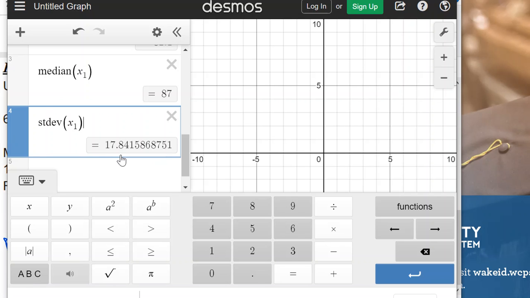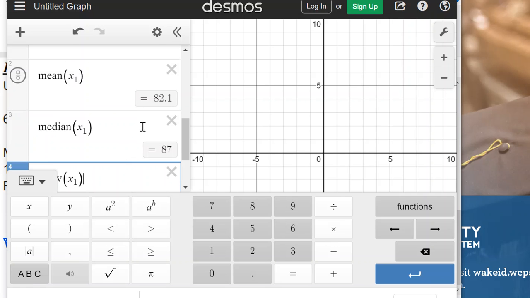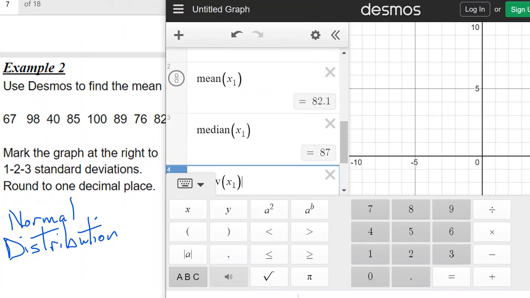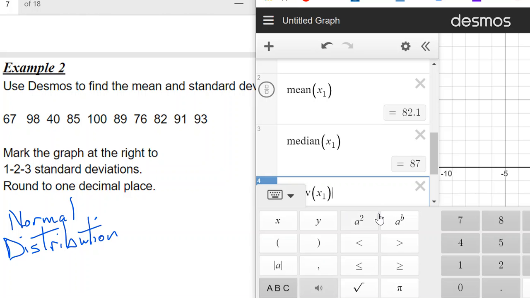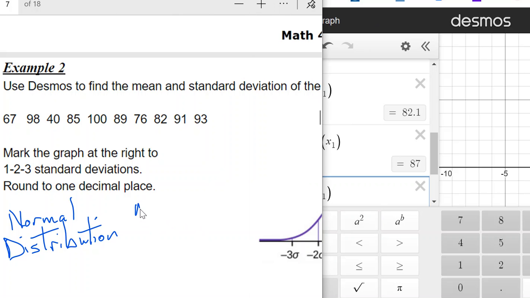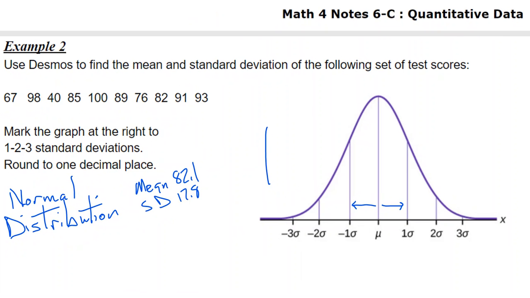And it tells me my standard deviation is 17.8. My mean was 82.1. So I'm going to come over here and write that down: my mean was 82.1, my standard deviation was 17.8. Now, what's going to happen here is that I'm going to have 82.1 here as my mean.